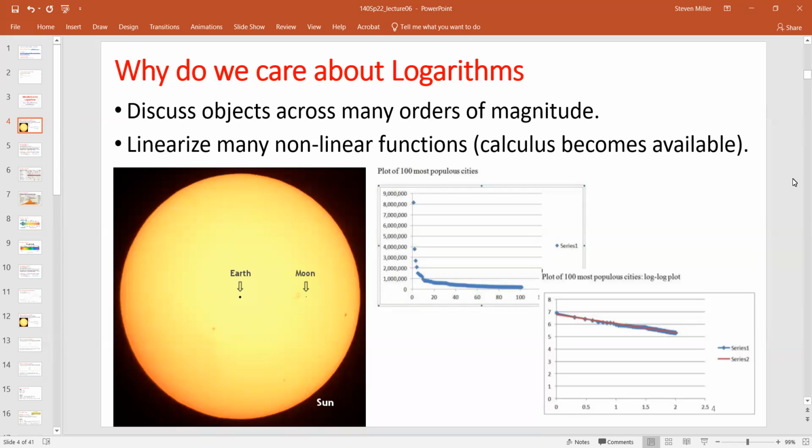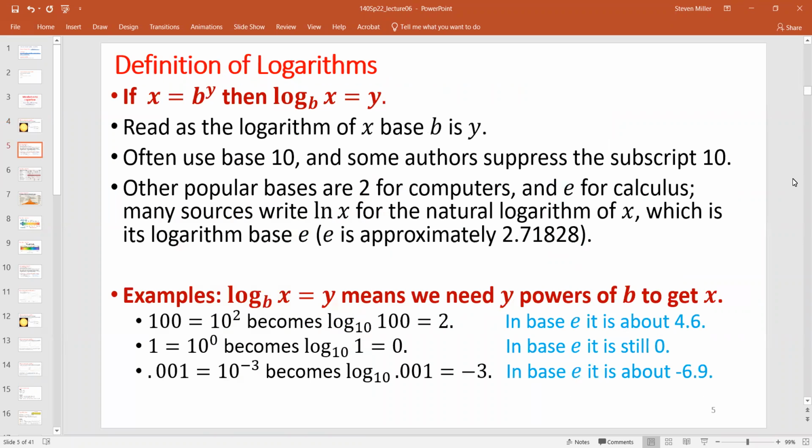And another application is that it takes relationships that are not linear and linearizes them. So I gave you a plot over here of the 100 most populous cities. And when we do a log-log transform, when we plot the log of the rank as the x-axis and the log of the number of people as the y-axis, it now becomes a linear relationship. We understand straight lines. This is one of the main themes of Calc 1. You give me a straight line, I'm happy. So if I have a function that converts things that are not straight lines to straight lines, wonderful. Study it when it's a straight line and then invert to get back to the original thing when you're done. So these are two real good reasons as to why we care about logarithms.